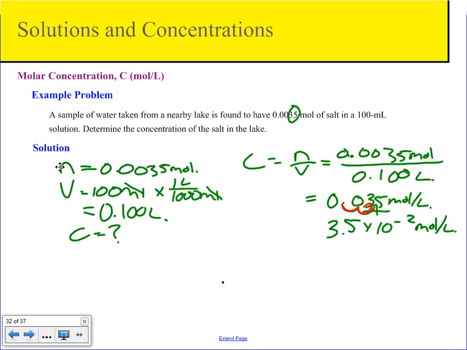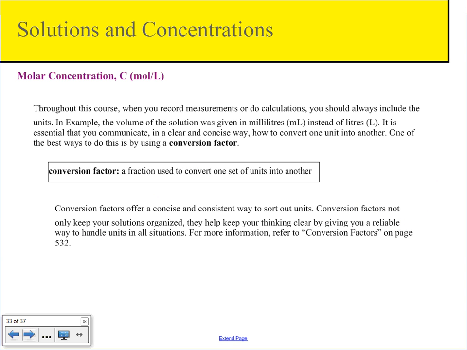The concentration of the salt in the lake is 3.5 times 10 to the negative 2 moles per liter. Throughout this course, when you record your measurements or do calculations, you should always include the units. It's very, very important. In the example we've done, the volume of the solution was given in milliliters instead of liters, and it is essential to communicate in a clear and concise way how to convert one unit into another. One of the best ways of doing this is using a conversion factor.